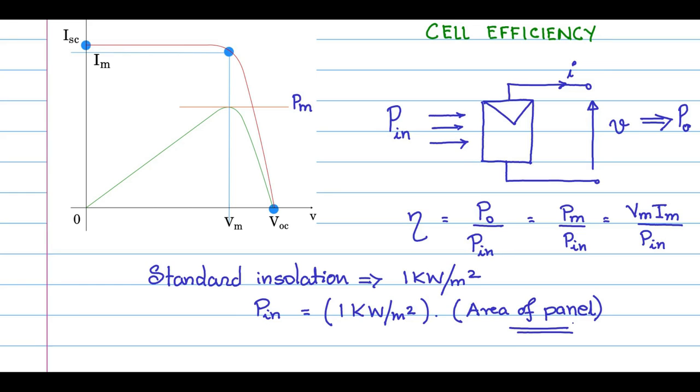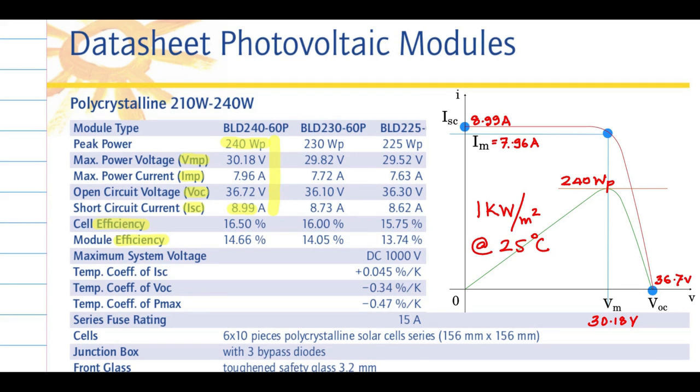Go back to the data sheet. Look at this row, the cells. There are 6 into 10 pieces of the polycrystalline cell, which means 60 cells, and each cell having this area as indicated, 0.156 meter into 0.156 meter. So let us use this in our calculation to arrive at what the power input is.